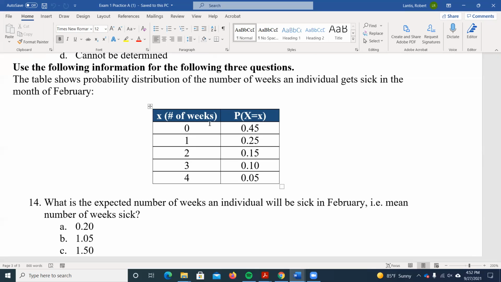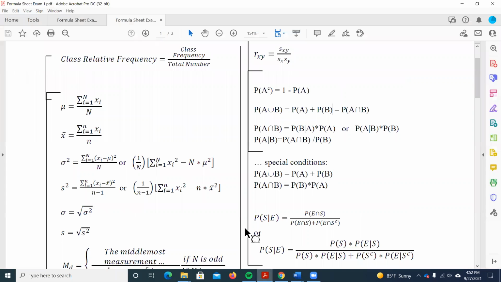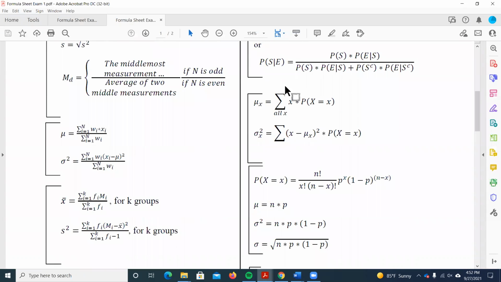The probabilities that those things occur are given to us right here. Then we're asked, what's the expected number of weeks an individual is going to get sick in February? That expected value is the mean of that discrete random variable. So if we want the expected value, we go to our formula sheet. We've got our discrete random variable equations here. This one is for the mean. This one is for the variance. To get that mean, or expected value, all we're going to do is go through every outcome, multiply it by the probability we see that outcome occur, and then add them all up.